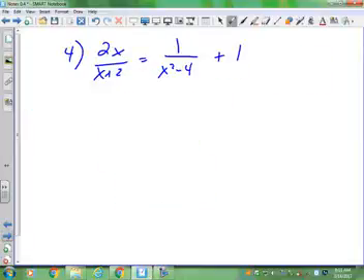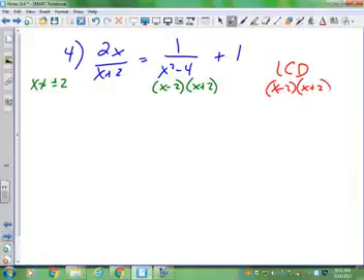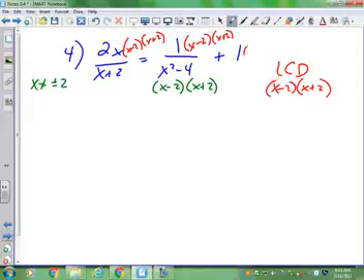Alright, let's look at another one. So in this one we have x minus 2, x plus 2, so that's going to be our least common denominator. Our restrictions are going to say x cannot be equal to plus or minus 2, because that's what makes those two 0. So when I put this least common denominator of x minus 2, x plus 2 times each one, some of them will eventually cancel out. So I have x minus 2, x plus 2 times this one, x minus 2, x plus 2 times this one, and x minus 2, x plus 2 times this one.